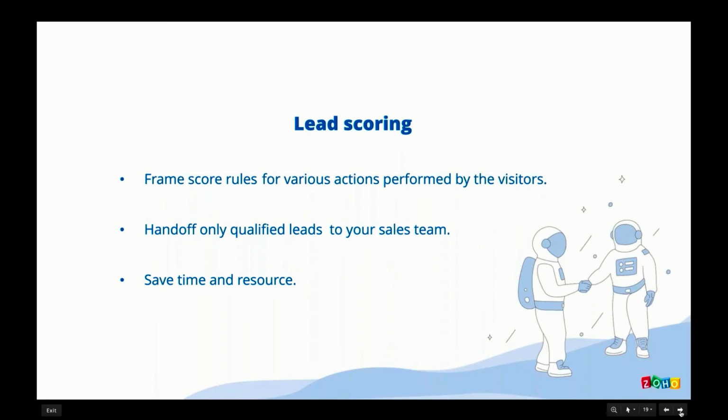you can just frame score rules. For instance, if they're performing certain actions, you can provide them with a reasonable score. Once it gets summed up, whoever has the highest score will be handed over to the sales team so that they can take care of it from there. This also saves a lot of time and resources, so you need not dissipate your time and resources over visitors who are not strike-worthy.